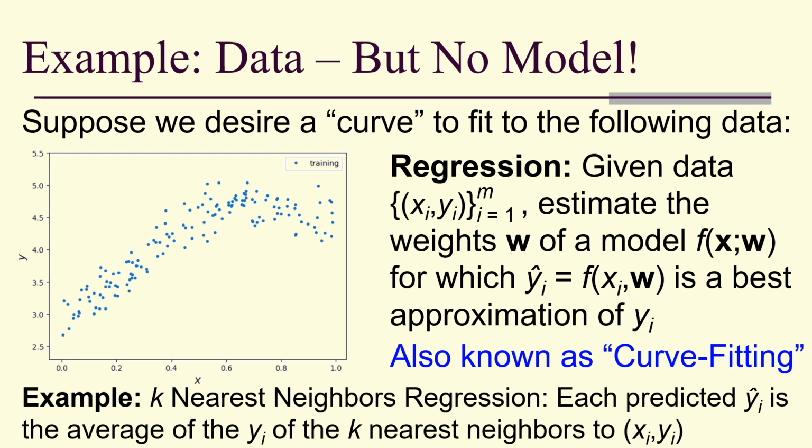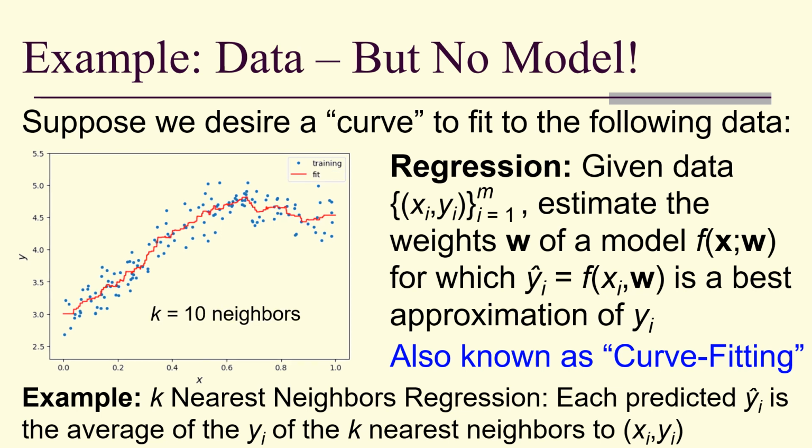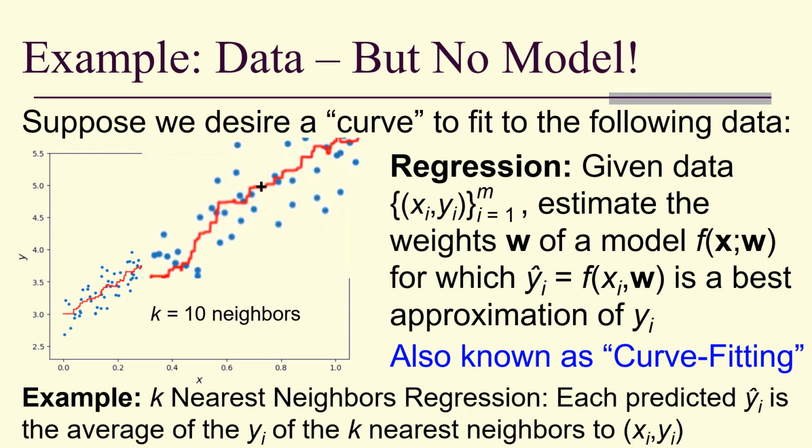We can do this, say, for example, with k nearest neighbors. Each predicted y hat is the average of the y_i of the k nearest neighbors to x_i, y_i. And here's our k nearest neighbors fit. Notice if we zoom in, if we take an arbitrary point on our fitted curve, then its value comes from the average of its, in this case, 10 nearest neighbors.